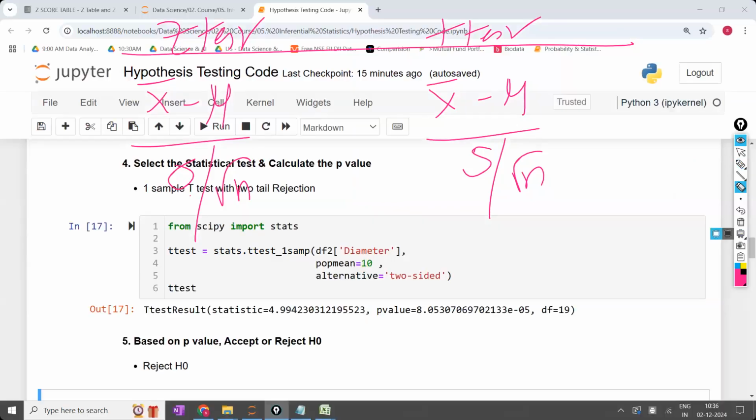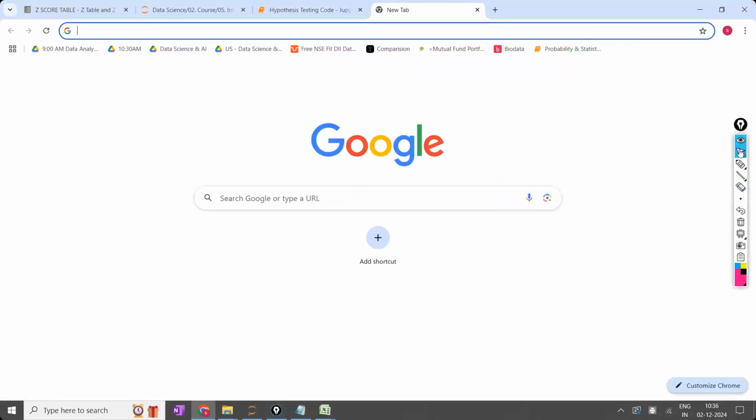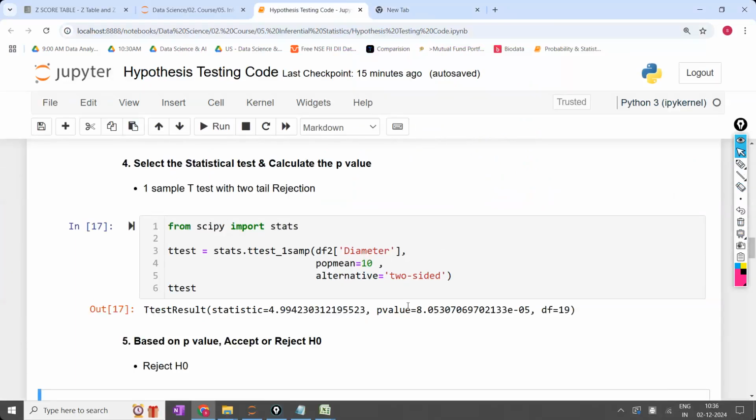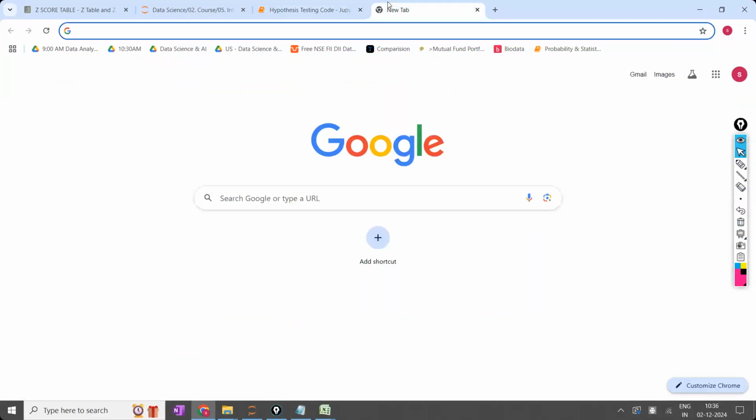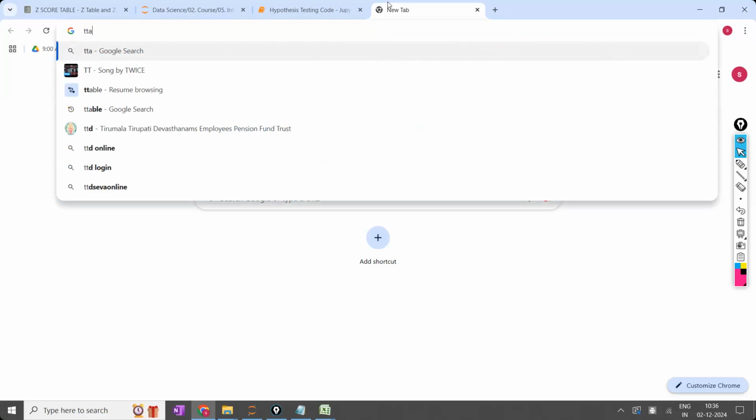Now, just as we have the z-table, similarly we have the t-table. Komal is asking, could you please explain how the value was calculated? Same: x bar minus mu divided by s by square root of n, the sample standard deviation divided by square root of n. Next, I'm writing here the t-table.